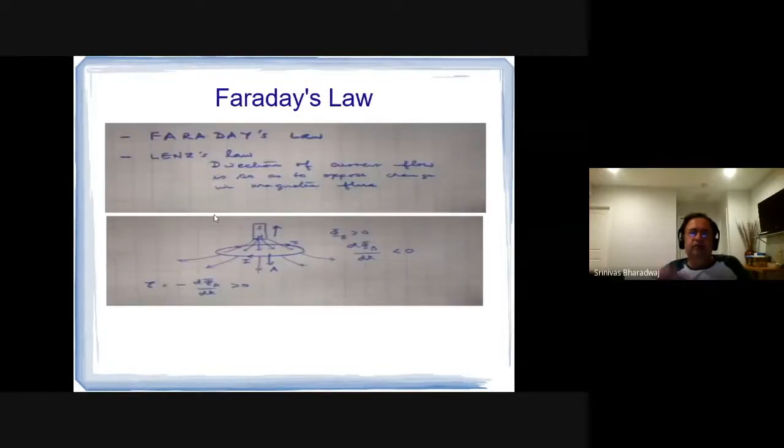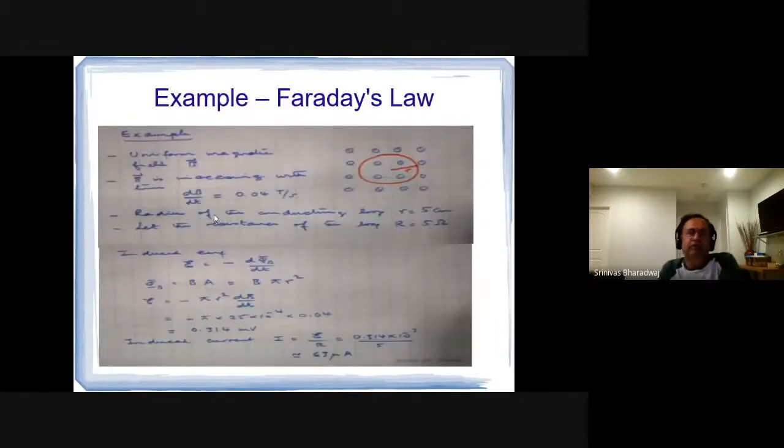So this was Faraday's law, and Lenz said that the direction of the current is so as to oppose the change in the magnetic field, because the current in the coil is itself going to produce a field, and that field will oppose the existing magnetic field. That's the idea there. So a uniform magnetic field B is increasing with time, therefore dB by dt is positive. So there's a simple example.